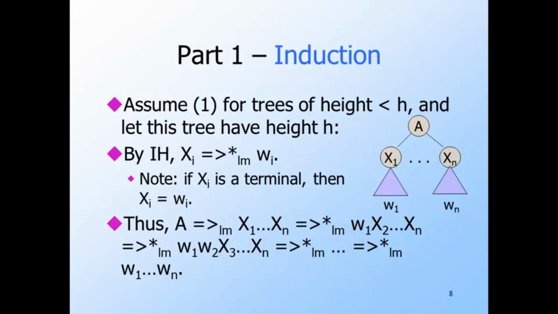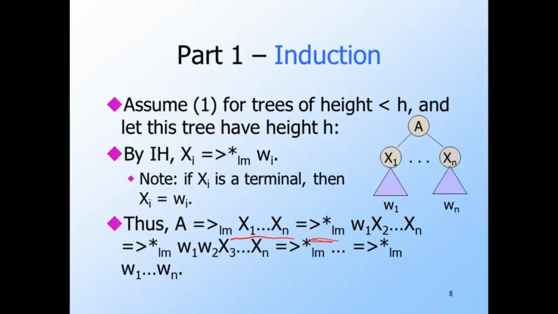We can put together a leftmost derivation of w from A as follows. Start by applying the production at the root. So the second step is x1, x2 up to xn. That's this. Okay. Now we need a leftmost derivation of w1 from x1. If x1 is a terminal, then it equals w1, so we're already there. And this step is then really 0 steps.